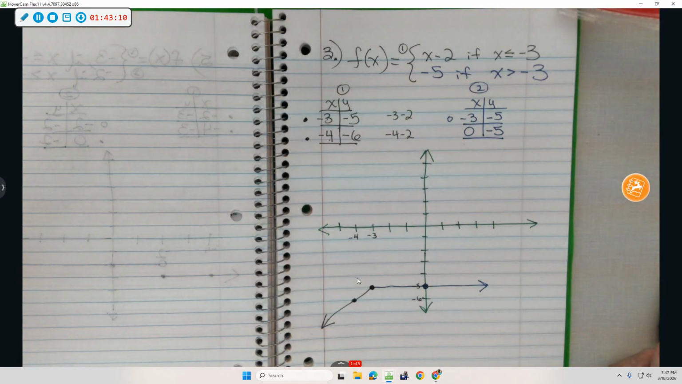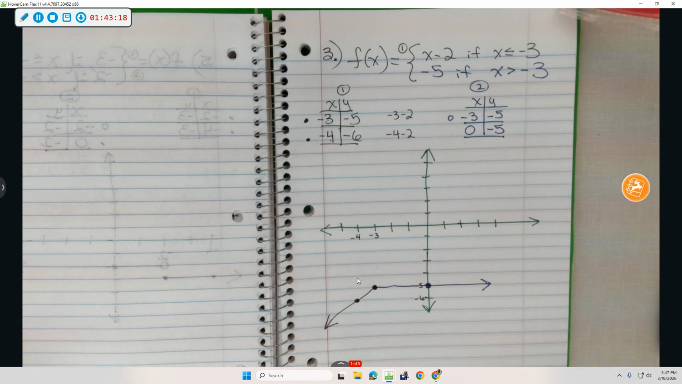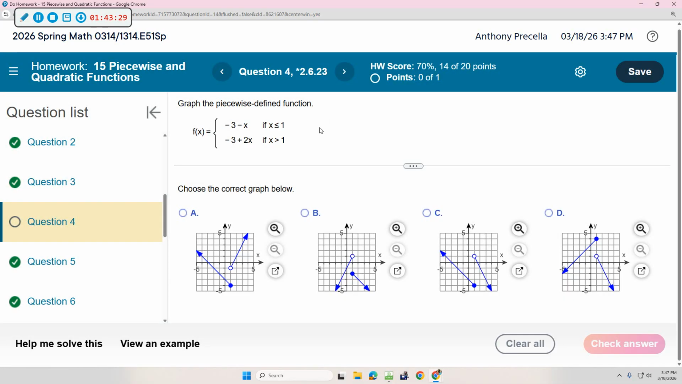Any questions there? If you can graph a piecewise function, if you understand how we're doing this, you have a very, very firm understanding of graphing. Let's do another one. 1 and 2 are just evaluating. What about this one? This one looks good. So this will be the last one, number 4.